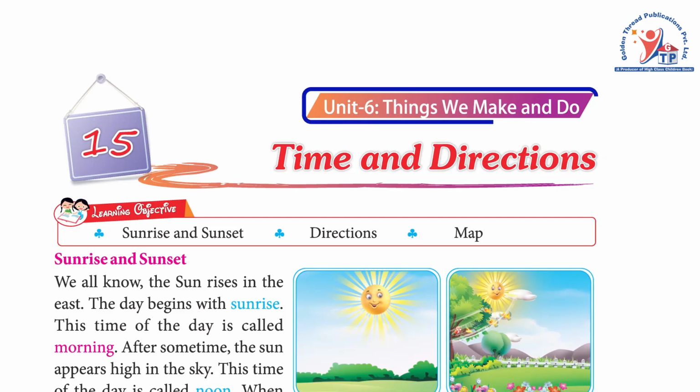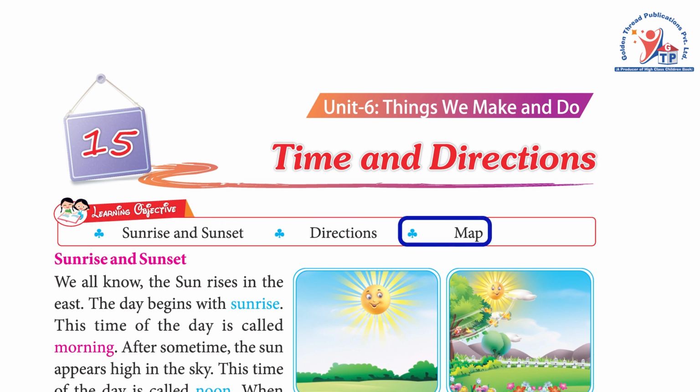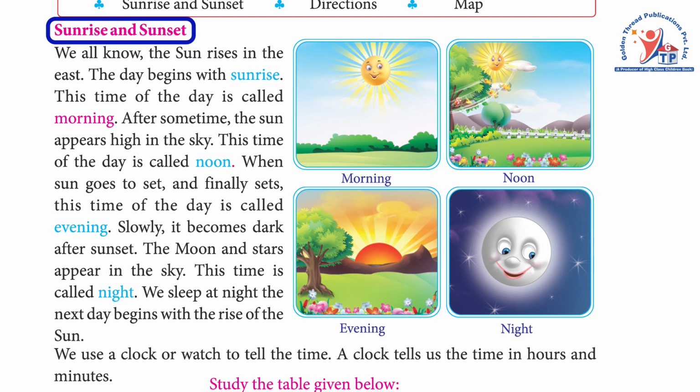Unit 6. Things we make and do. Chapter 15. Time and directions. Learning objective. Sunrise and sunset. Directions. Map. Sunrise and sunset.